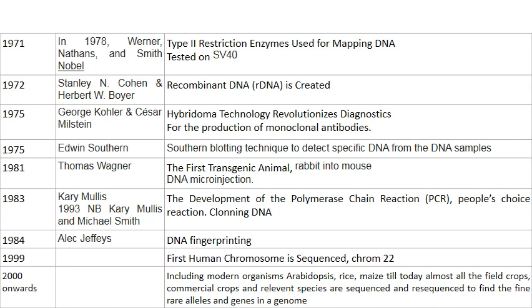In 1999, the first human chromosome was sequenced, chromosome 22, and from 2000 onwards, model organisms like Arabidopsis, rice and maize were sequenced. Till today, almost all field crops, commercial crops and relevant species are sequenced and resequenced to find the fine, rare alleles and genes in the genome. That means from DNA, the main concentration now is on other things like alleles as well as genes.